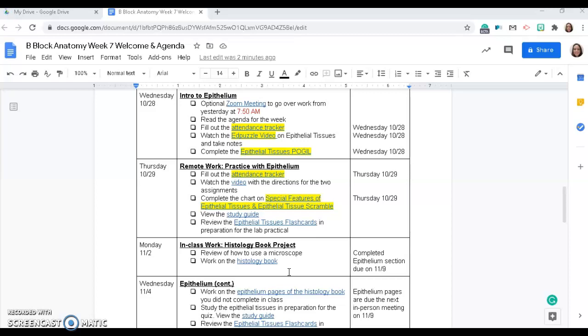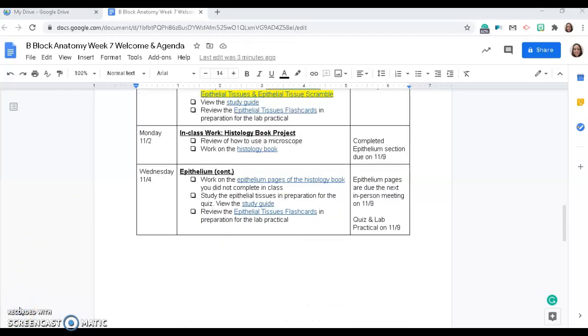So what we will do is I'll have some people working at the microscopes and other people working on the virtual microscopes. And then midway through the class, we will flip. That way everyone has a chance to use an actual microscope, and everyone can be working on something while maintaining 6 feet of distance.